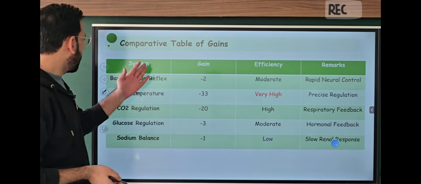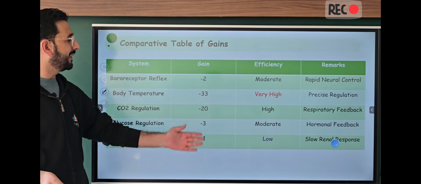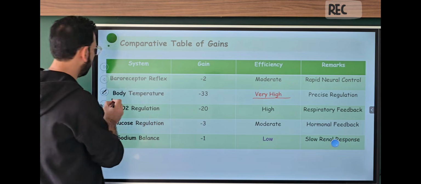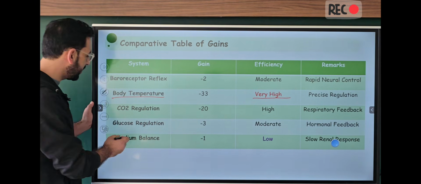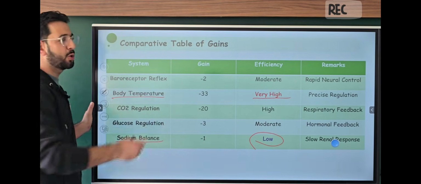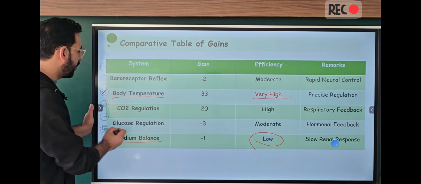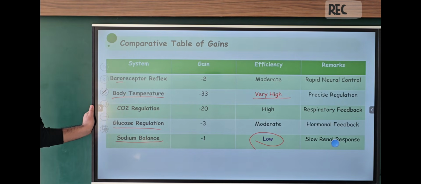So these are the homeostatic examples and the gain. For example, a very high gain is the body temperature. As I've already told you, sodium balance is the low gain system, because there is a slow renal response. Okay, then moderate is glucose regulation or baroreceptors. This is the moderate gain.